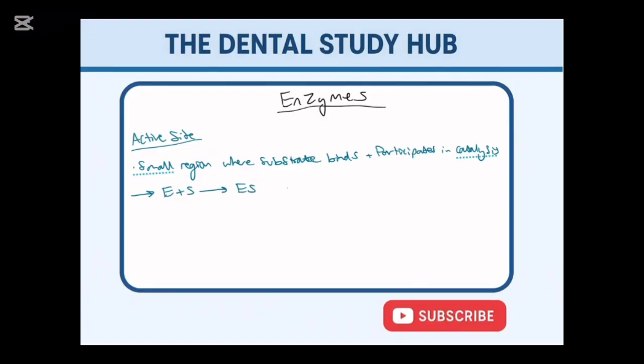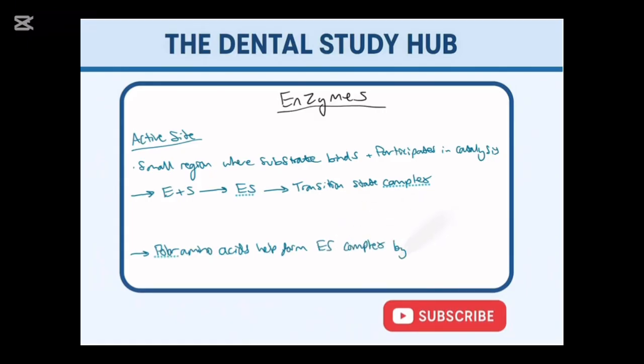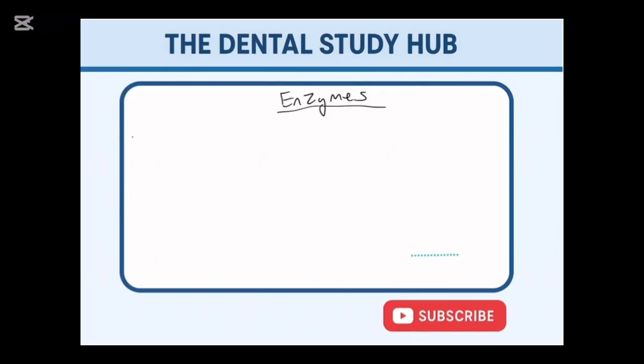And here's a simple equation, which is often how it's written: enzyme plus the substrate makes ES, which is the enzyme substrate complex. Or this can also be called the transition state complex. So do bear that in mind, especially for exams. And of course, the polar amino acids help form this enzyme substrate complex, because they essentially make a bond between the substrate and the active site, making that strong connection that keeps them bound together.